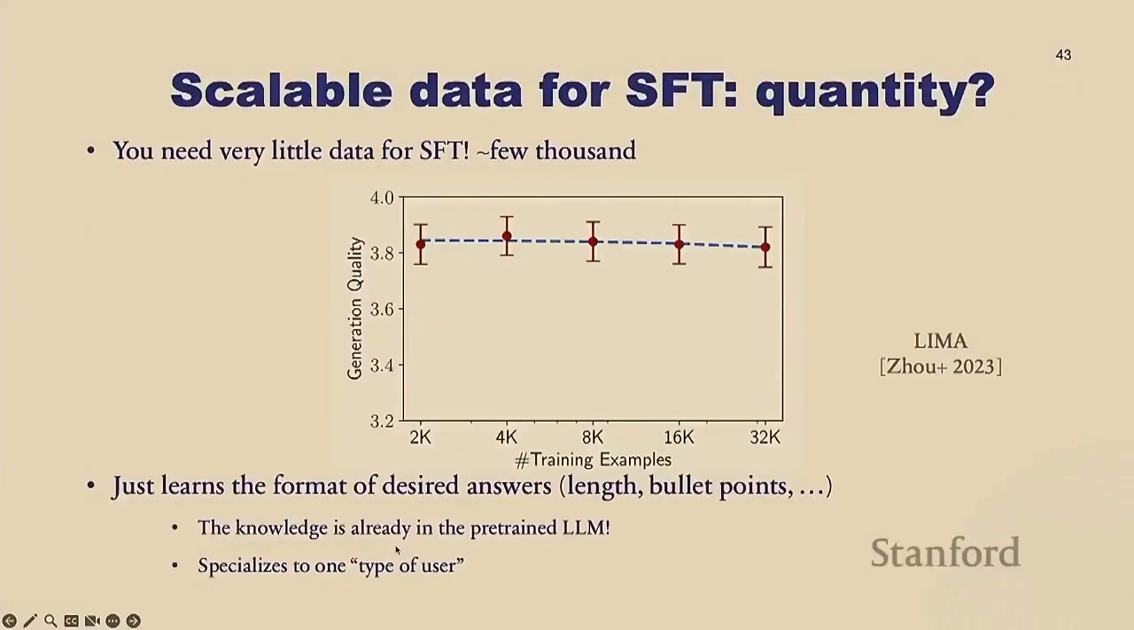All you do is you tell the model to optimize for one type of user that it saw already in a pre-trained data set. So the knowledge is already in the pre-trained LLM, and you basically just specialize to one type of user.